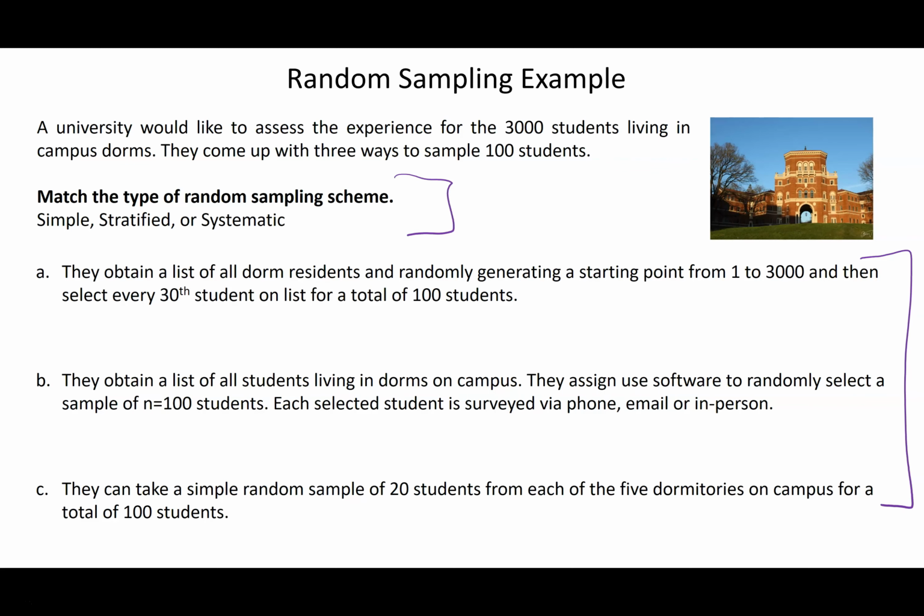So our prompt here, we have a university, and this is a picture from OSU. They have 3,000 students living on campus dorms. Who knows, this may not be true, especially with COVID. And they come up with 3 different ways to get a sample of 100 students. So definitely, here's a good place to pause so that when I go through, you're checking your answers.